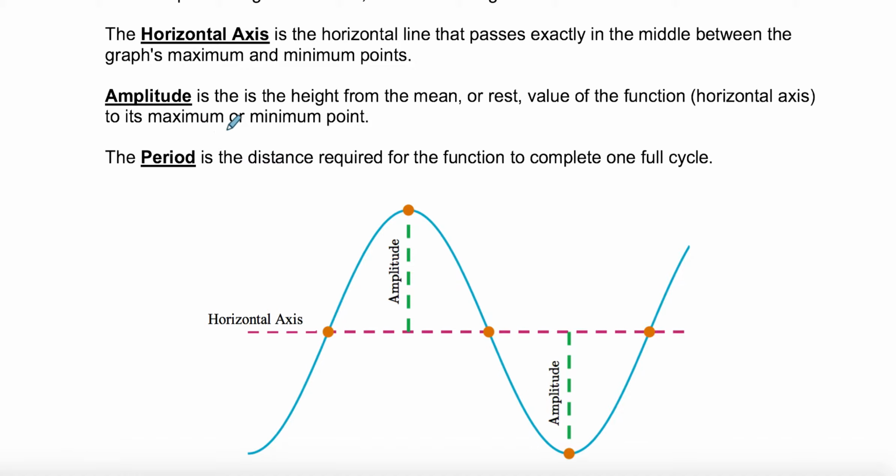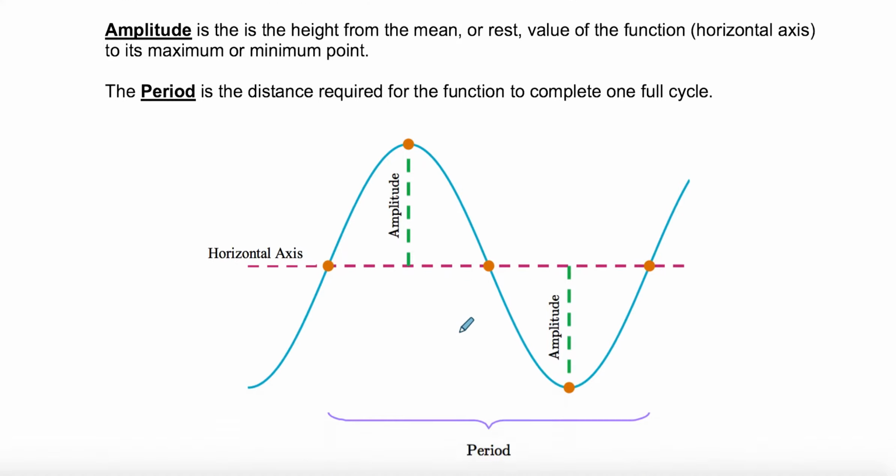The amplitude is the height from the mean or rest value of the function. If the maximum point of this function was +2, and the horizontal axis was the x-axis, and this point over here is at -2, this amplitude would be 2. So we don't count it as the highest point to the lowest point. The amplitude is just from the maximum point to the horizontal axis.